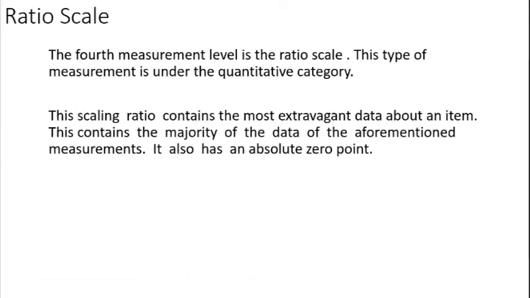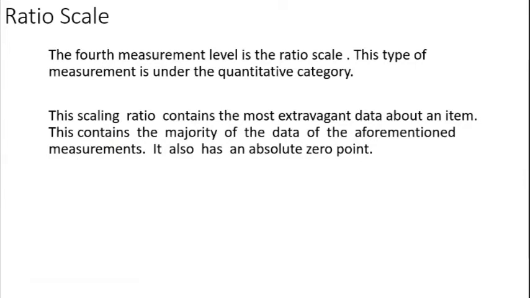And now we are down to the fourth measurement level, and that is the ratio scale. This type of measurement is under the quantitative category, so we can do something with the numbers we have. This scaling ratio contains the most extravagant data about an item. This contains the majority of the data of the aforementioned measurements. It also has an absolute zero point, which is different from the arbitrary or subjective zero of the interval scale.